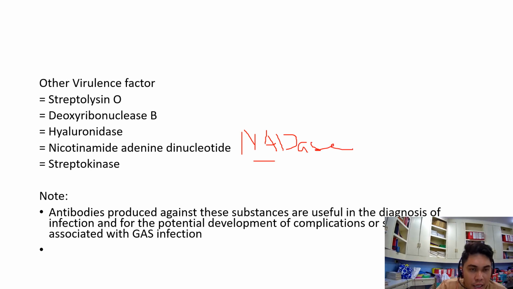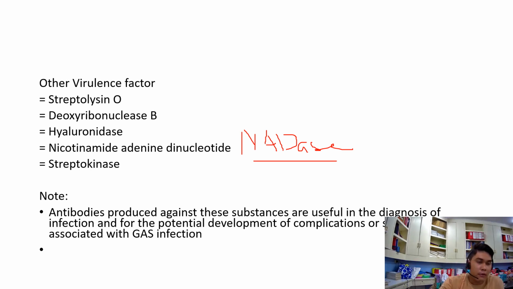So regarding NADase, it interrupts the production of ATP. The next is streptokinase. For streptokinase, it dissolves blood clots. That's the function or action of streptokinase, to dissolve blood clots. So antibodies produced against these substances are useful in the diagnosis of infection and for the potential development of complications or sequelae associated with GAS infection.